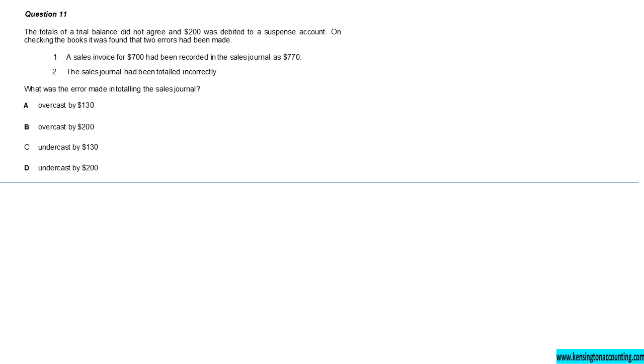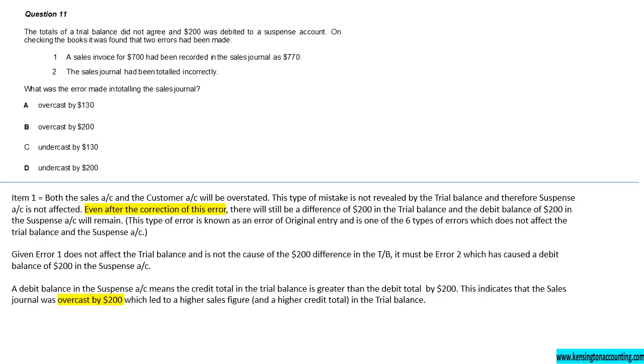Question 11. The total in the TB did not agree by $200, and the difference was a debit balance on the suspense account. Later, 2 errors were discovered. Let's look at each item. Item number 1. Here, an invoice of $700 was wrongly recorded as $770. The effect is that the posting to the customer's account in the sales ledger will be overstated by 70, and the trade receivables, which is a debit balance, will also be overstated by $70. Because the entry is 770, the total sales figure will also be overstated by $70.